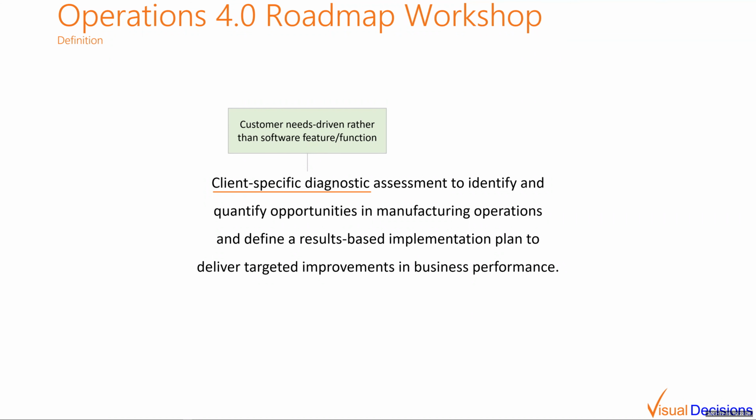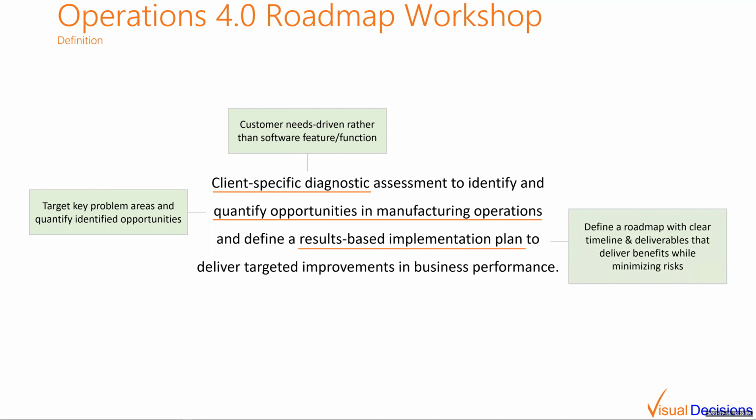We're trying to take an agnostic view and really look at, what are you trying to achieve as a business and what are the impediments, what are the roadblocks, and then what are the enablers that we can put in place that address those. We try to target key problem areas and quantify the identified opportunities. So have that value proposition at the end. Define a roadmap with clear timeline and deliverables.